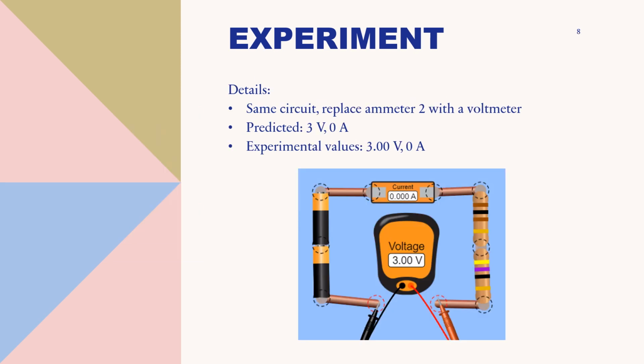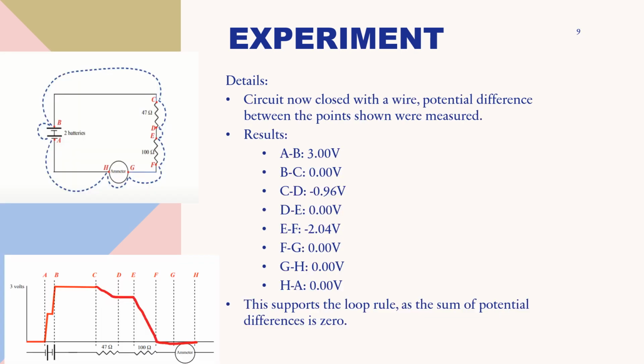Next, the same circuit was used, but the ammeter was replaced with a voltmeter. It was predicted that the voltage would be 3 and the current would be 0, and this is what it read, since this is now an open circuit.